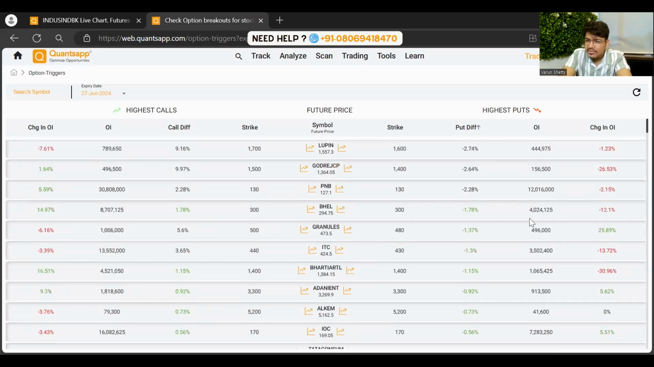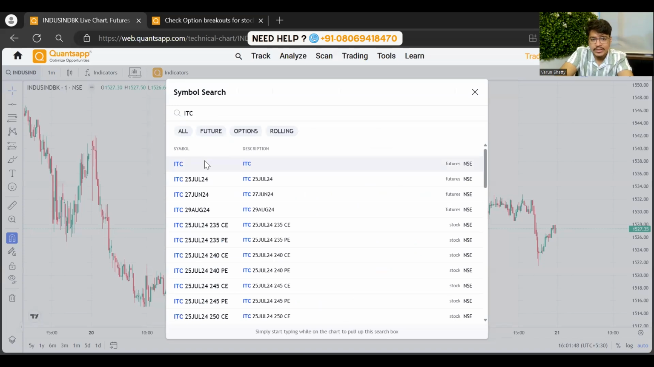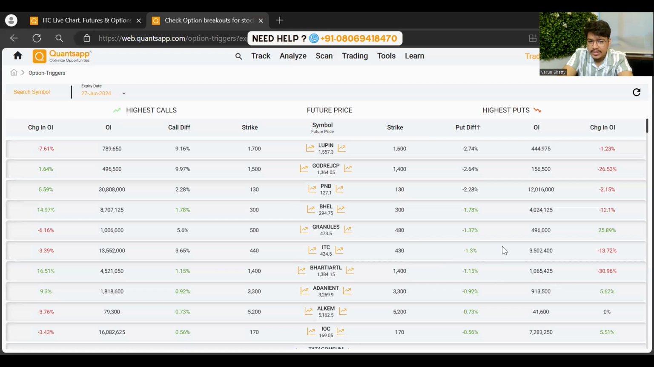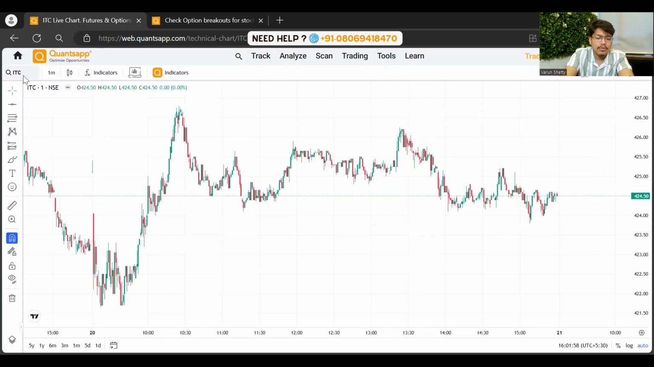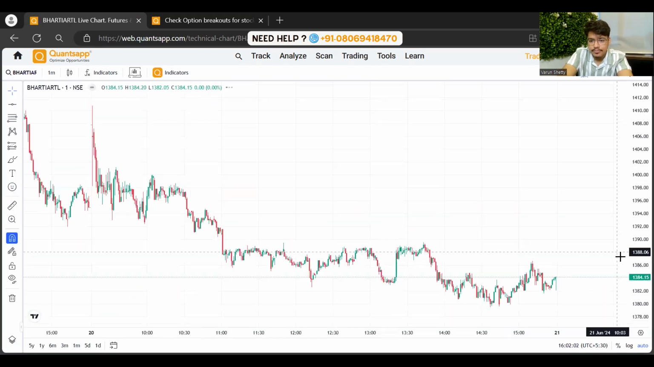Maybe on the put side, I just want to give you an example of trailing stop loss. So let's see, maybe ITC. Has ITC fallen? Let's check ITC. Okay, so ITC has gone ulta actually. Forget ITC then. Maybe Bharti Airtel. What about Bharti Airtel? Okay, Bharti Airtel has a decent example.